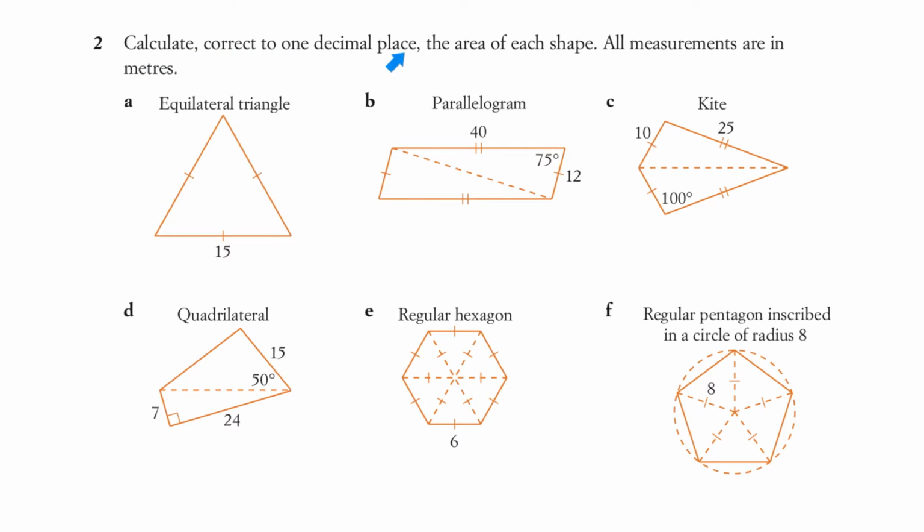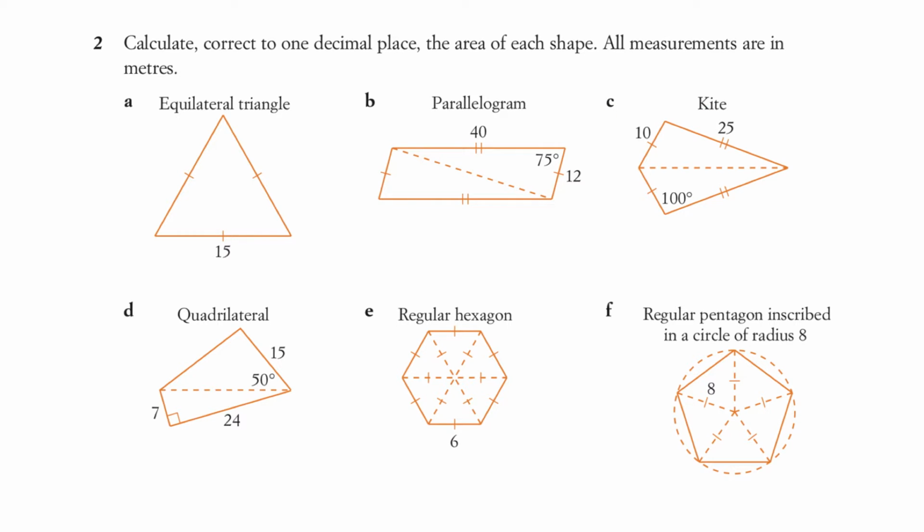Question 2, calculate correct to one decimal place the area of each shape. All measurements are in meters. A, equilateral triangle. It's got 3 equal length sides and also 3 equal angles, so those angles are 60 degrees. Since we know that's 15 and that's 15, we just put the 60 in here. So it's a half, 15 times 15, sine of 60. B, parallelogram. We've got everything we need here. We have an included angle between that side and that side. So we find the area of that triangle, and then because it's a parallelogram, that's identical size, so we just double it.